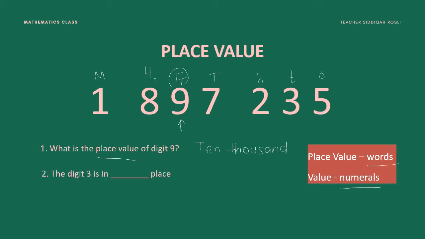Next question, the digit 3 is in what place? So if you see the word place here, place value, then you know your answer is going to be in words. So 3 is in the tens place. As simple as that.